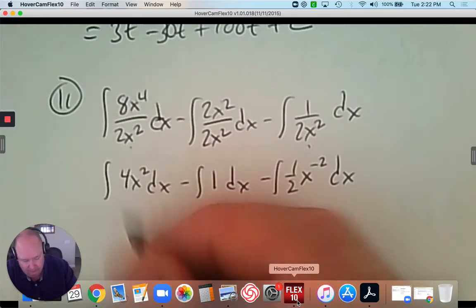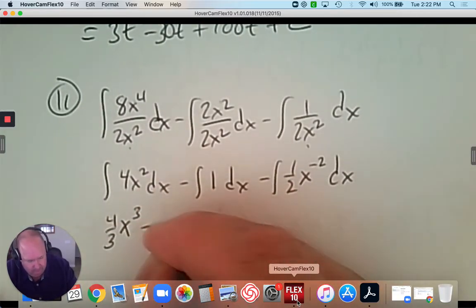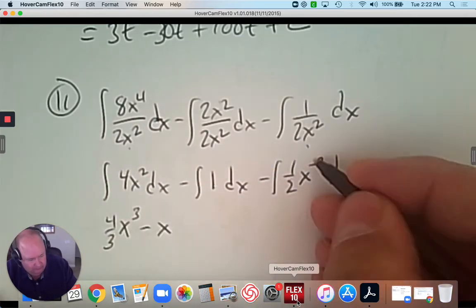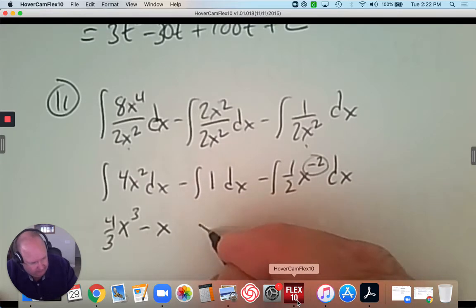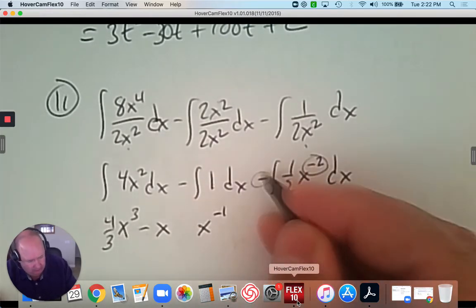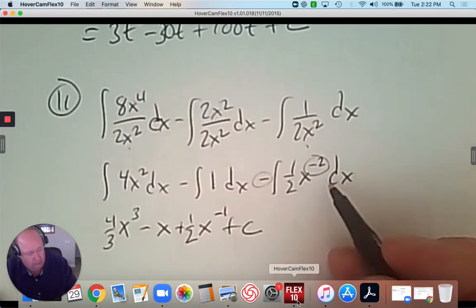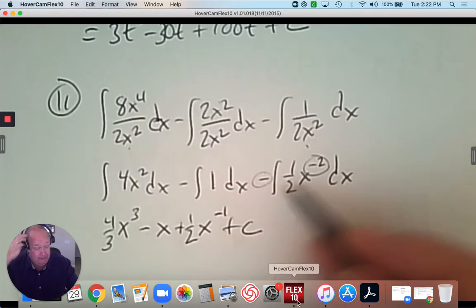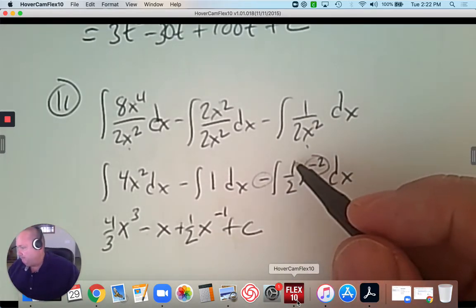The antiderivative, you add 1 and divide. 1 is just x. Here, add 1. And it's x to the negative 1 when you add. And when you divide, it actually becomes a plus sign. Plus c. So when you divide by a negative and a negative makes it positive 1/2. X to the negative 1.